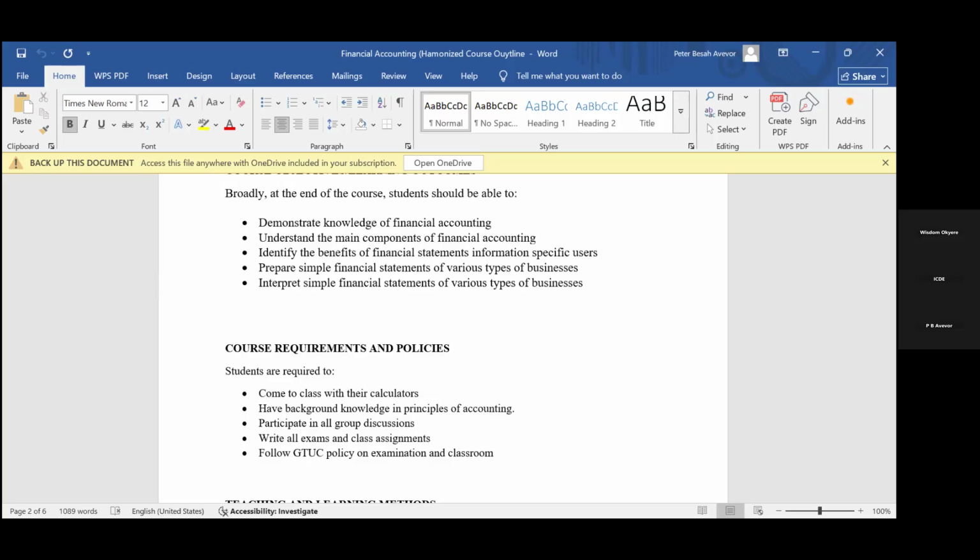Okay. Then you should be able to prepare simple financial statements for various types of businesses outlined above. And then be able to interpret simple financial statements of various types of businesses using accounting ratios.